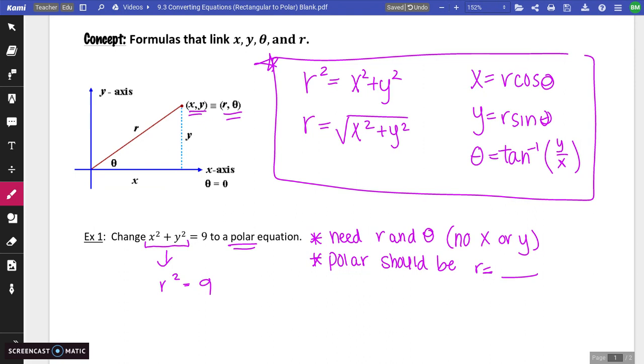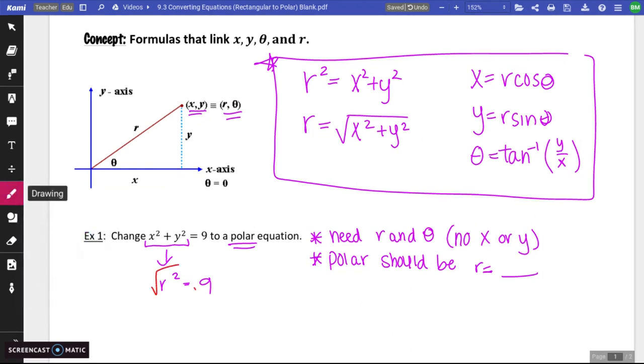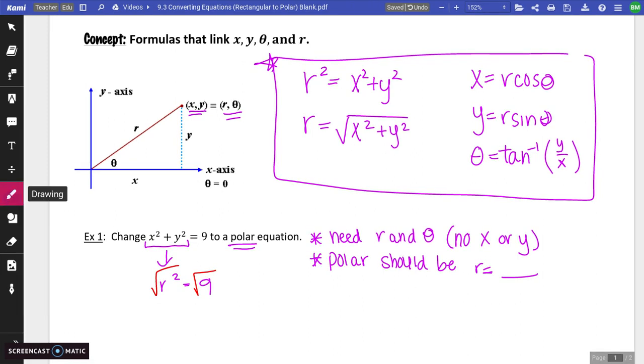But I want to solve for r, so I have to get rid of that square. I can do that by taking the square root of both sides. Remember, when you take the square root in an equation, you always have plus or minus. So r equals plus or minus 3. And I'm done. Okay, that would be our polar equation.